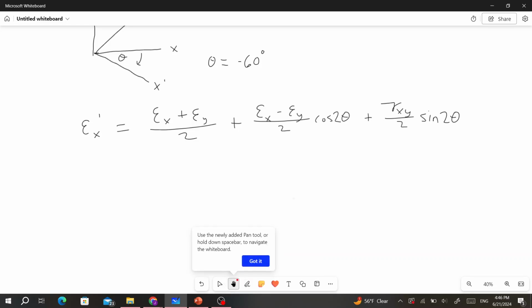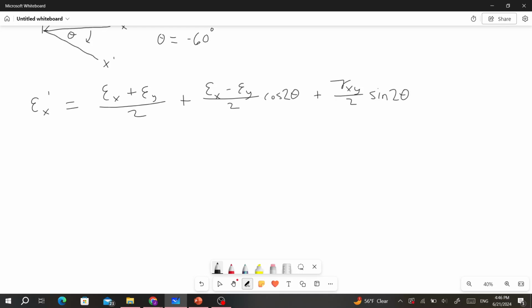So we have everything we need at this point. We know what epsilon x is, we know what epsilon y is, we know what theta is, and we know that gamma xy is equal to 0. All that's left is to plug this into a calculator, and we'll get that epsilon x prime is equal to 212.5 microstrain, which is written as 212.5 times 10 to the minus 6.